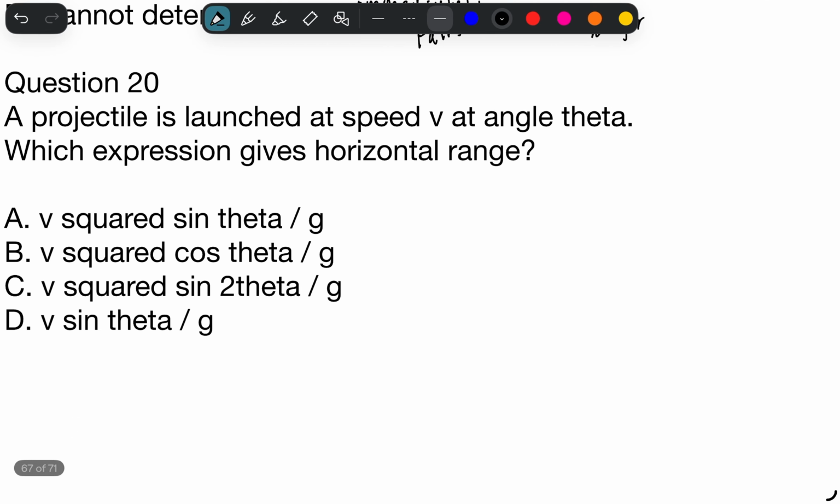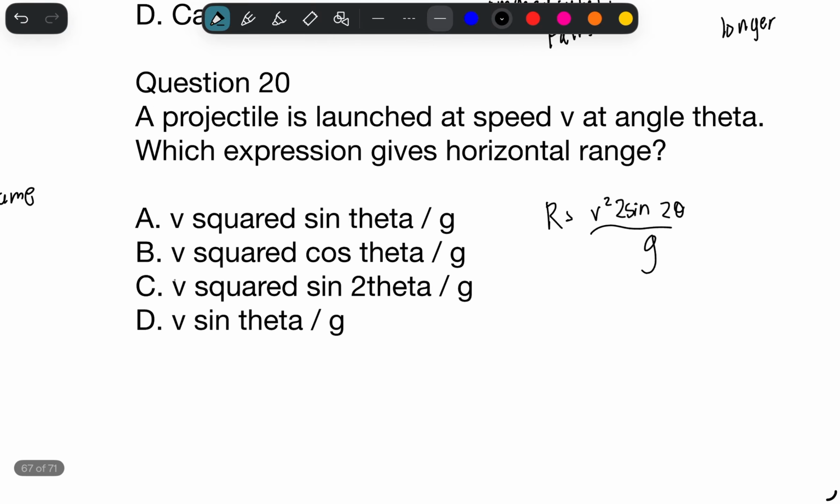A projectile is launched at a speed v at an angle theta. Which expression gives the horizontal range? For projectile range, it's v squared times sine 2 theta over g, so that's just C.